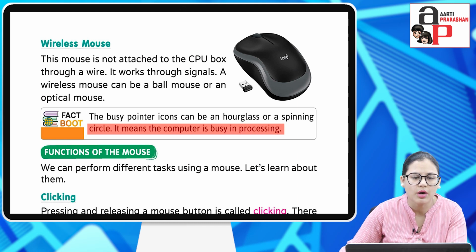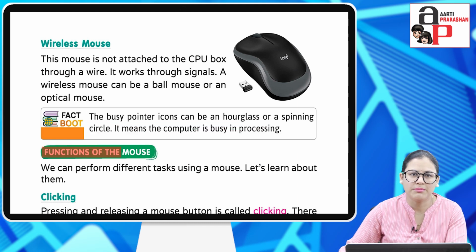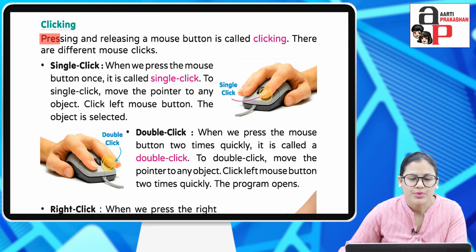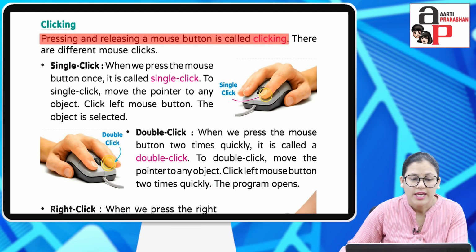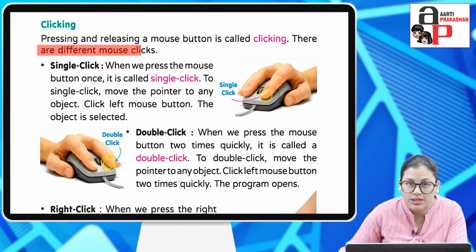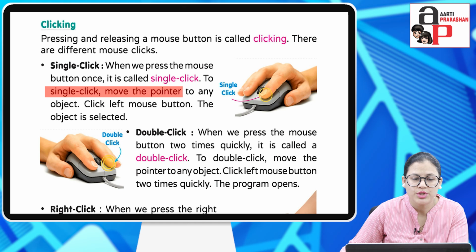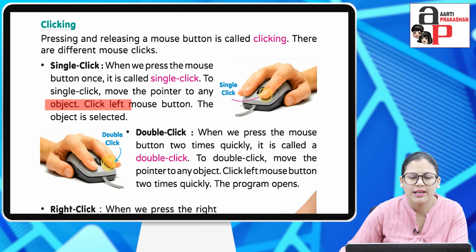Now, let's learn the functions of the mouse. We can perform different tasks using a mouse. Let's learn about them. Clicking. Pressing and releasing a mouse button is called clicking, which you already know. So there are different mouse clicks. Single click. When we press the mouse button once, it is called single click. To single click, move the pointer to any object, click the left mouse button, and the object is selected.